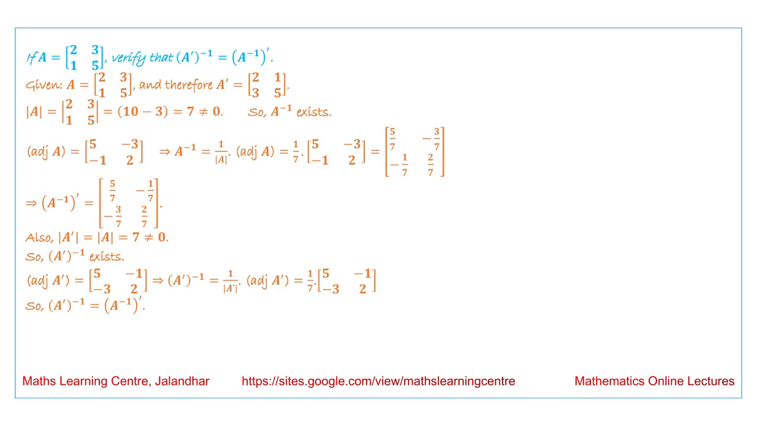Next, A is given. A is the given matrix. It has elements 2 3 1 5. We have to verify that A transpose inverse is equal to A inverse transpose. First of all, we are calculating the determinant of A, and determinant of A comes out to be 7, so it is not equal to 0. This implies that A inverse exists.